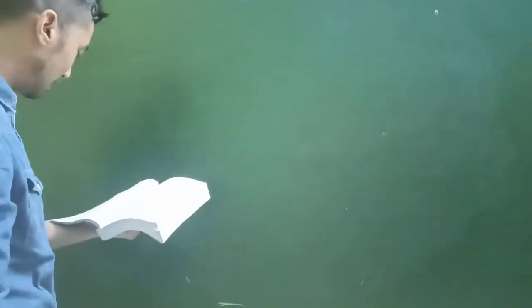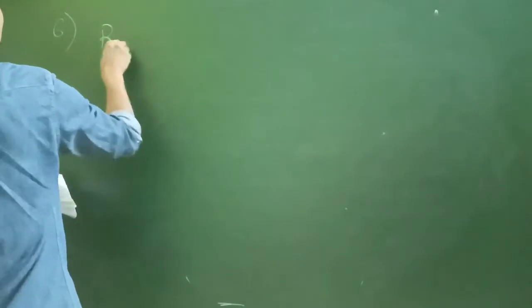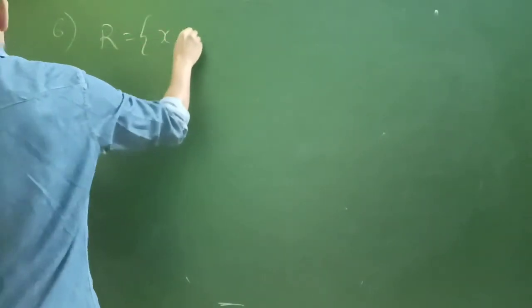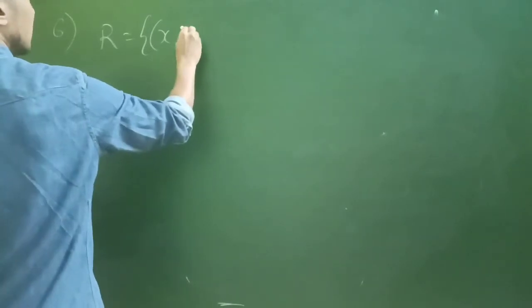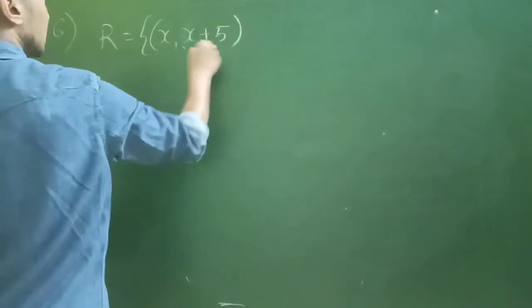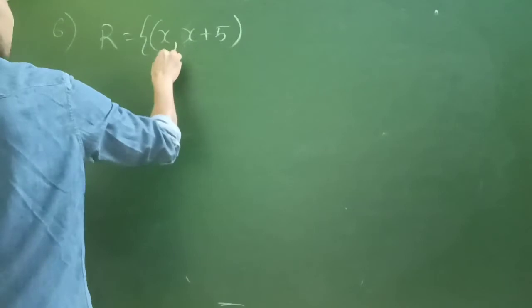Next, number 6: determine the domain and range of the relation defined by R. It says that it is defined as (x, y), the ordered pair, where y is x plus 5. Ordered pair: first, second.